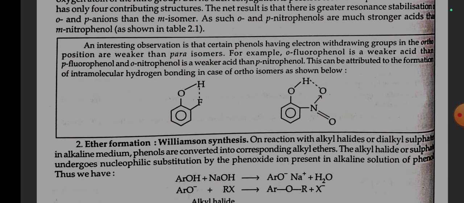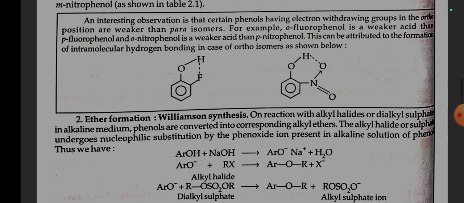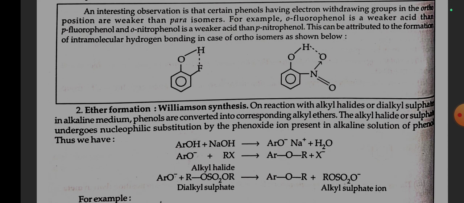An interesting observation is that certain phenols having electron withdrawing groups in the ortho position are weaker acids than the para isomer. For example, ortho-fluorophenol is a weaker acid than para-fluorophenol and ortho-nitrophenol is a weaker acid than para-nitrophenol. This can be attributed to the formation of intramolecular hydrogen bonding in case of the ortho isomer as shown below.